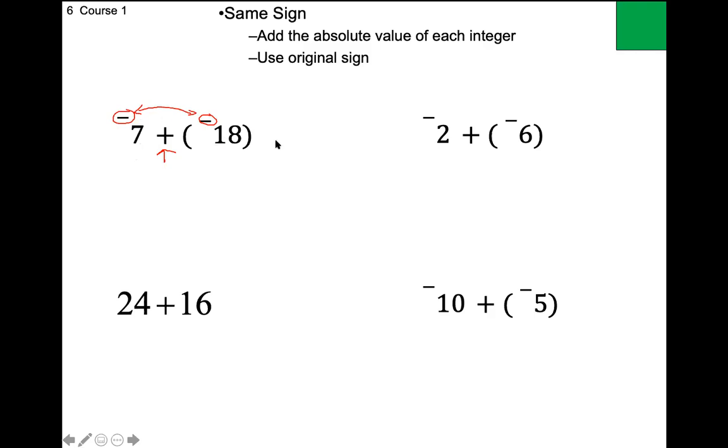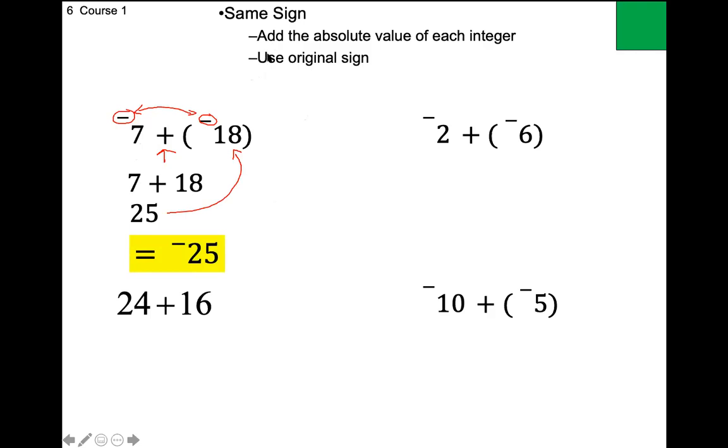7. Absolute value of -18? 18. See how easy that was? All right, 7 plus 18. Okay, that might be challenging, but 7 plus 18 is 25. And now we go back to the original problem. Were we adding positives or negatives? Negatives. Therefore, the answer is -25.